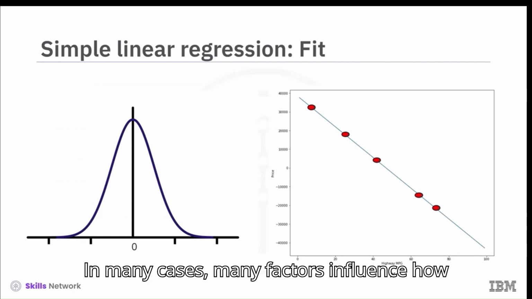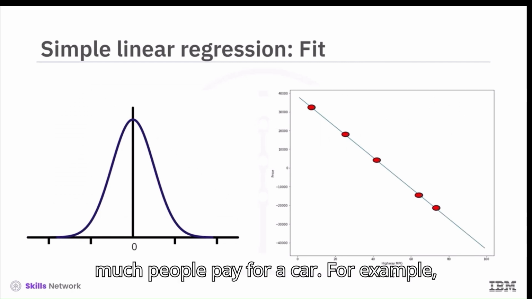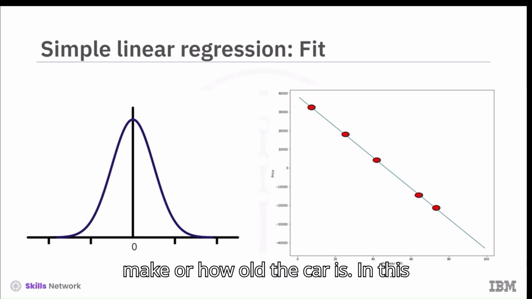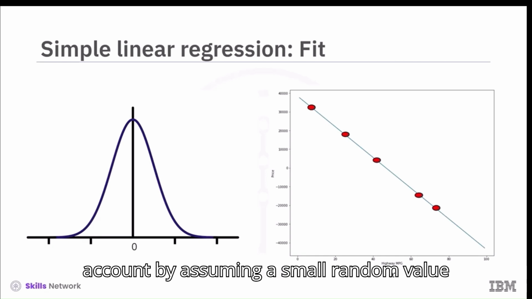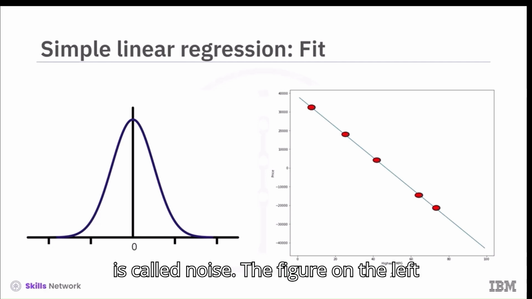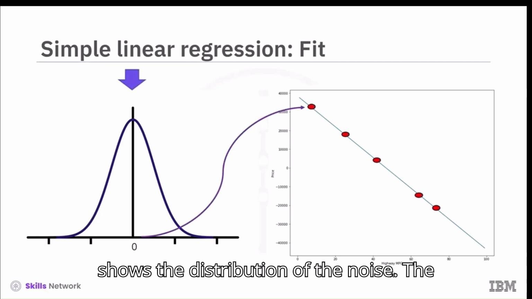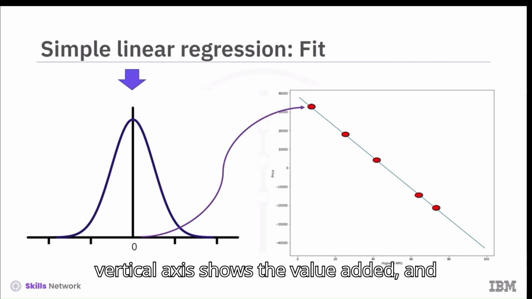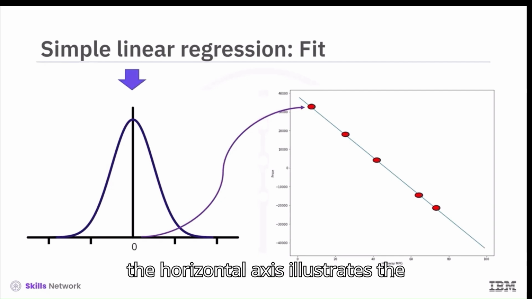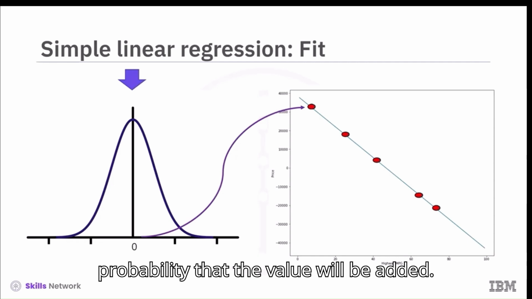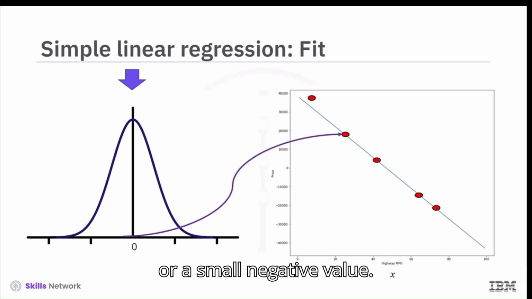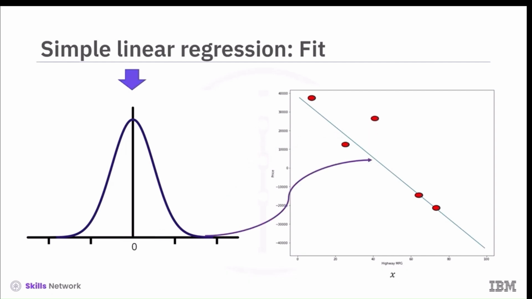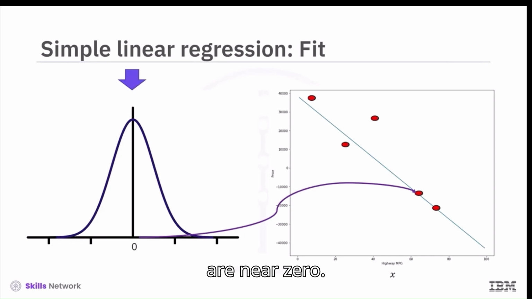In many cases, many factors influence how much people pay for a car, for example, make or how old the car is. In this model, this uncertainty is taken into account by assuming a small random value is added to the point on the line. This is called noise. The figure on the left shows the distribution of the noise. The vertical axis shows the value added, and the horizontal axis illustrates the probability that the value will be added. Usually, a small positive value is added, or a small negative value. Sometimes large values are added, but for the most part, the values added are near zero.